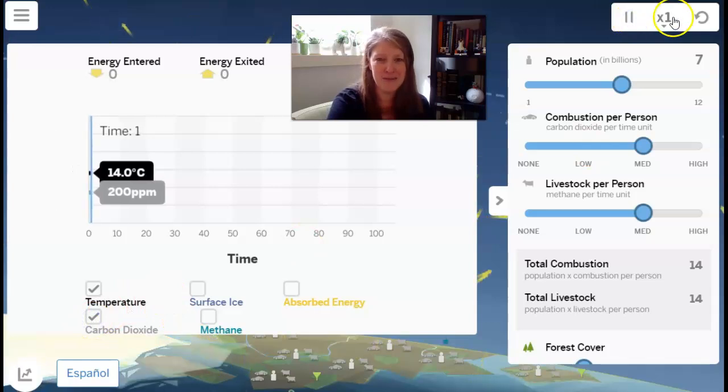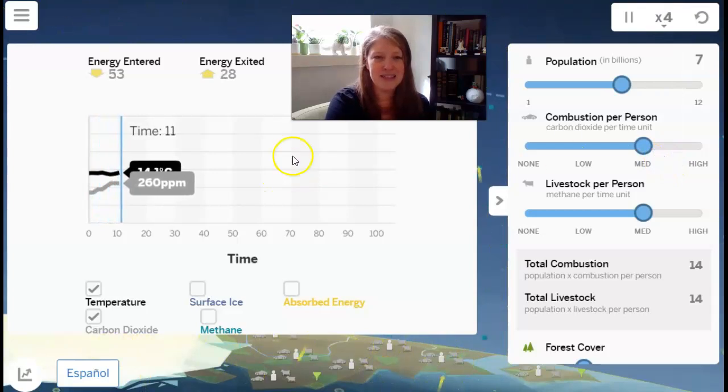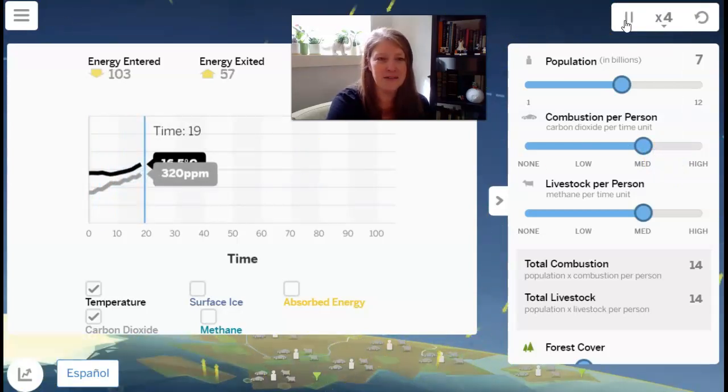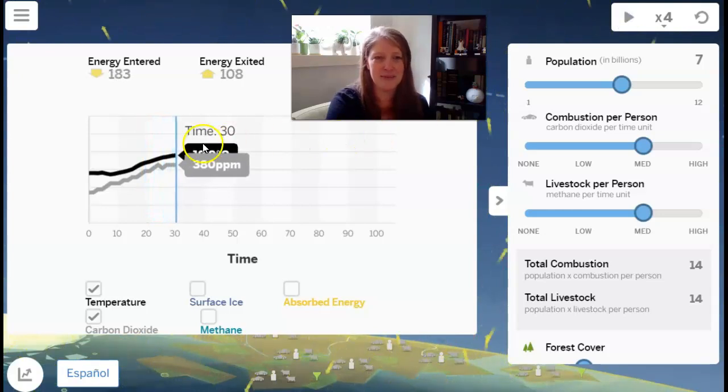So I'm going to hit play. I'm going to move that up to 4 times. And we're going to see what is the effect of carbon dioxide and how it's connected to population. So I paused it at 30. And as I saw, just with our normal population, with humans doing their human activities, the temperature on Earth's system increased. That's kind of a weird way to say that, but the temperature increased.